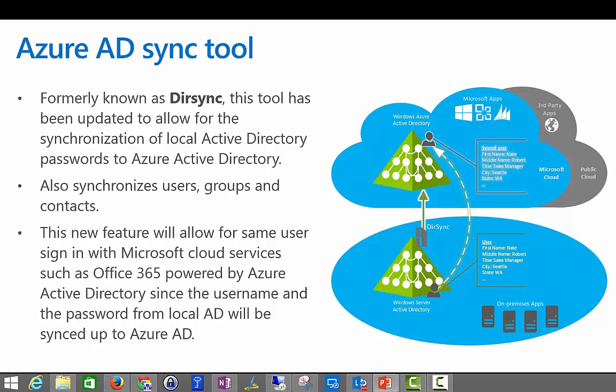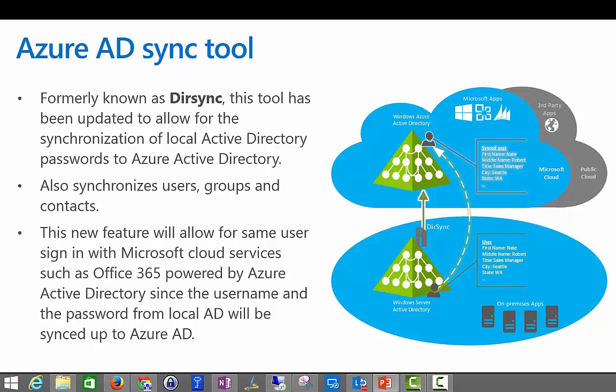Fred Smith with password 123 gets copied up to the cloud service with Fred Smith password 123. If Fred Smith changes his password in the cloud, it gets copied back to on-prem. On-prem changes, it gets copied to the cloud. Still a copy, but now it's more of a replica. So if you're using DirSync, look to move to Azure AD Sync Tool. Again, this new feature will allow the same user to sign in to Office 365, which is run by Azure, as well as your local AD.